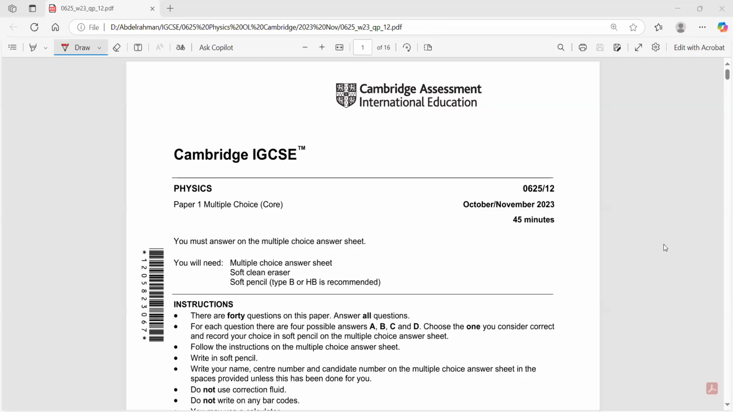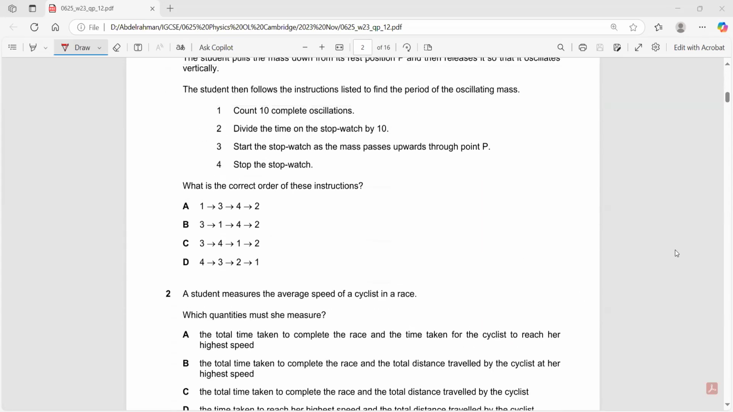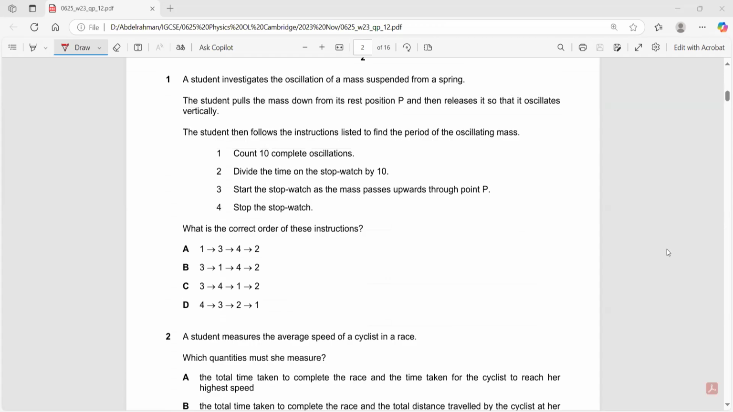Okay, November 2023, paper 1, variant 2. Okay, question 1. A student investigates the oscillation of a mass suspended from a spring.